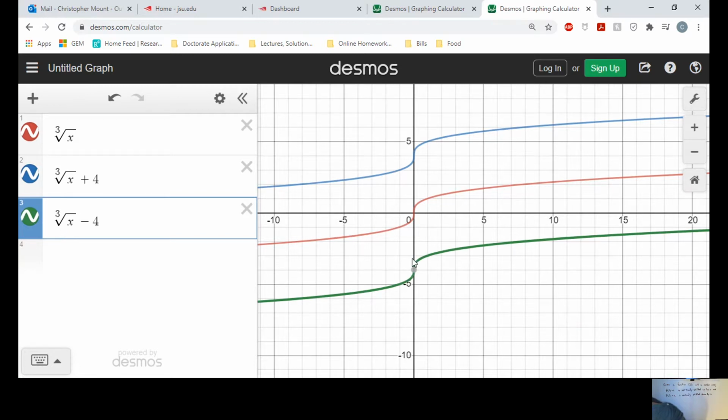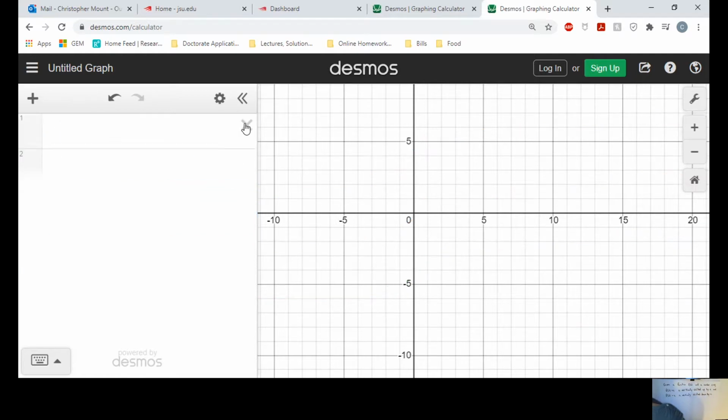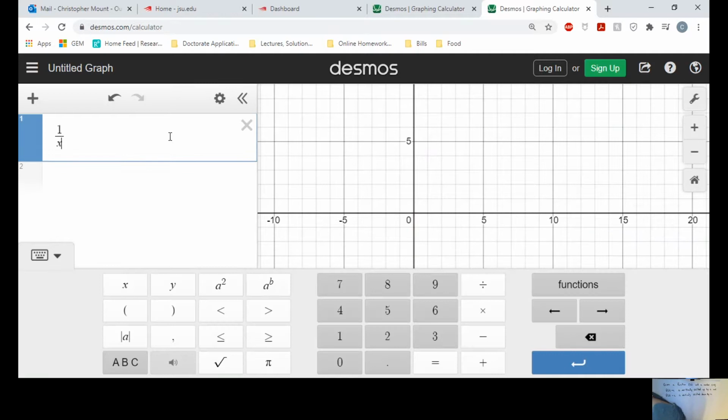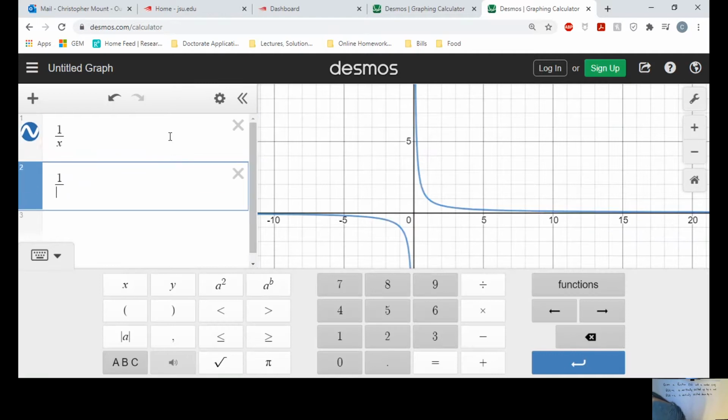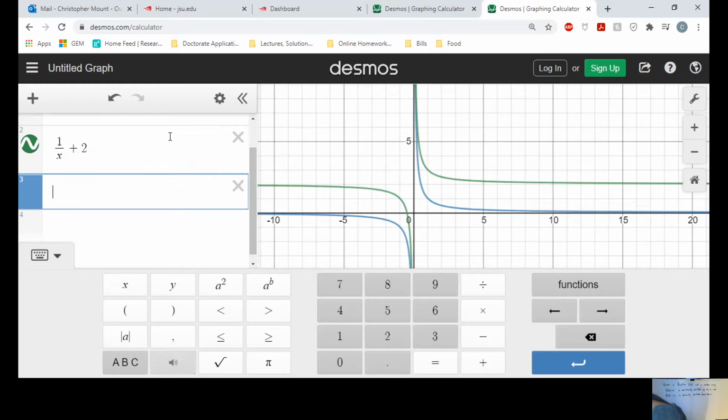Okay, so this rule is working so far for all the functions, and the final thing to look at is the reciprocal function. So I'll look at 1 over x. Now I need to be careful here how I write plus. It needs to be out here, so maybe +2.